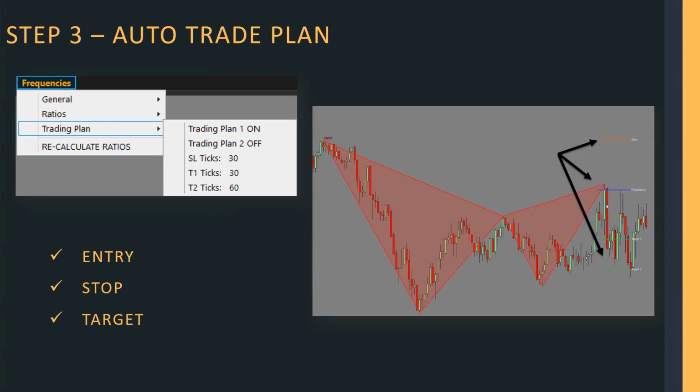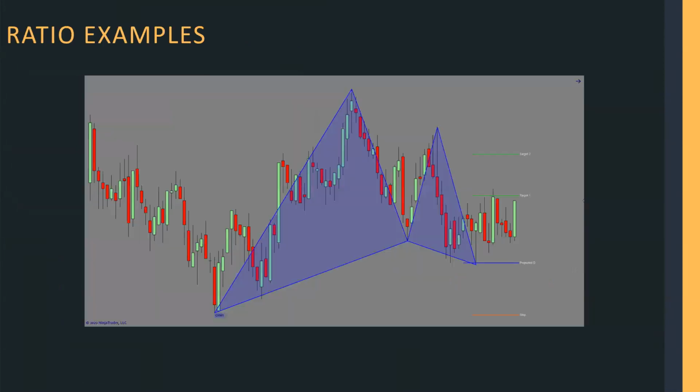Now, here's the fun part. I'm going to show you the different types of patterns that there are. Take a look at this one here. This is a ratio pattern. I'll show you where the entry is. There's the base of it. It completes here to here to here. It gives you the buy setup here. Okay. Stop loss goes here, T1, T2.